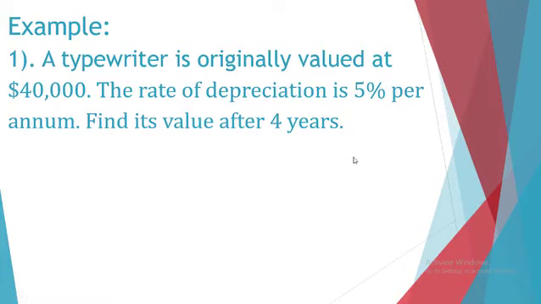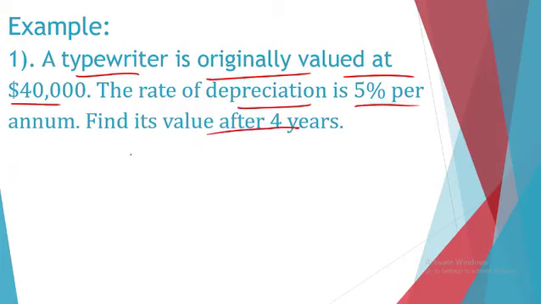Okay, it says a typewriter is originally valued at $40,000 US. Wow. The rate of depreciation is 5% per annum. Find its value after 4 years. The value of this typewriter after what? 4 years. Okay, let us start. Let's get to business. Solution.